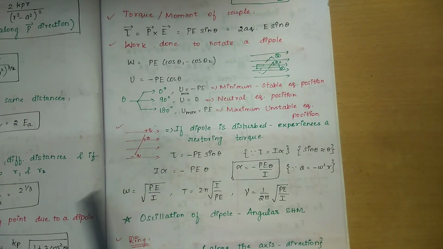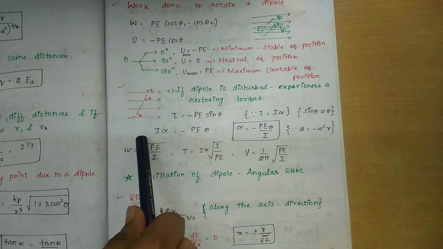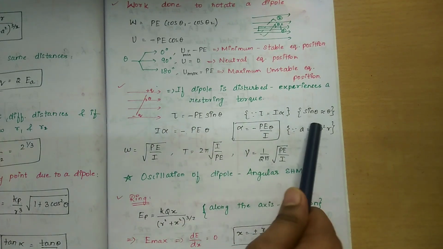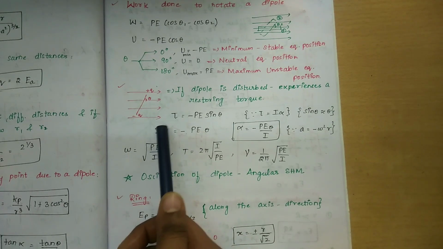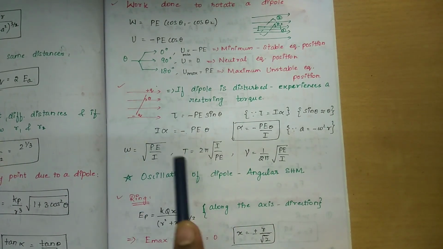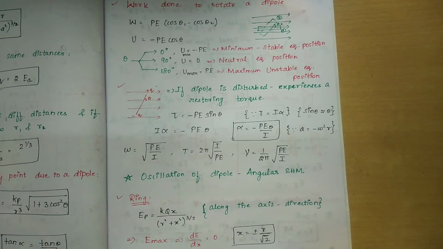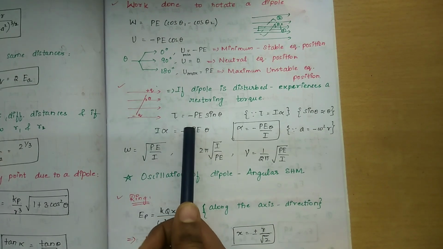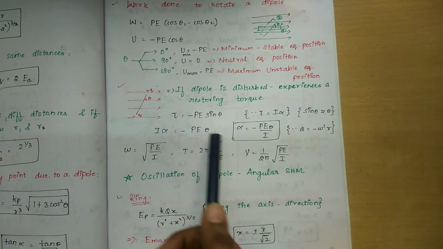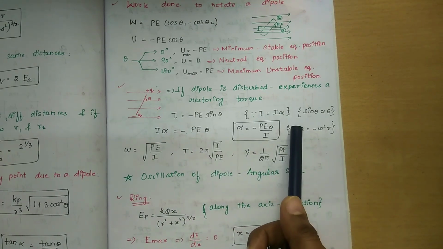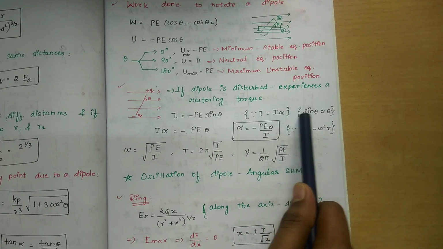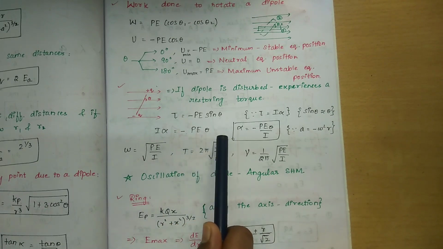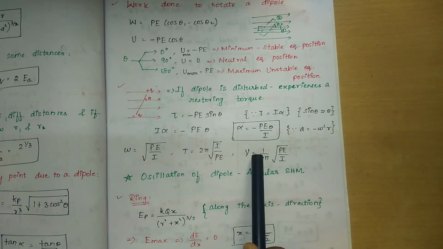Then consider this one. If a dipole is placed at an angle theta with the electric field, what is the condition? If the dipole is disturbed, it experiences a restoring torque. Initially it is along the electric field direction, and I am rotating it until the angle becomes theta. So the restoring torque is tau equals minus pE sin theta. We know tau equals I alpha, and for a very small angle, sin theta is nearly equal to theta. So I alpha equals minus pE theta, so alpha becomes minus pE theta divided by I.